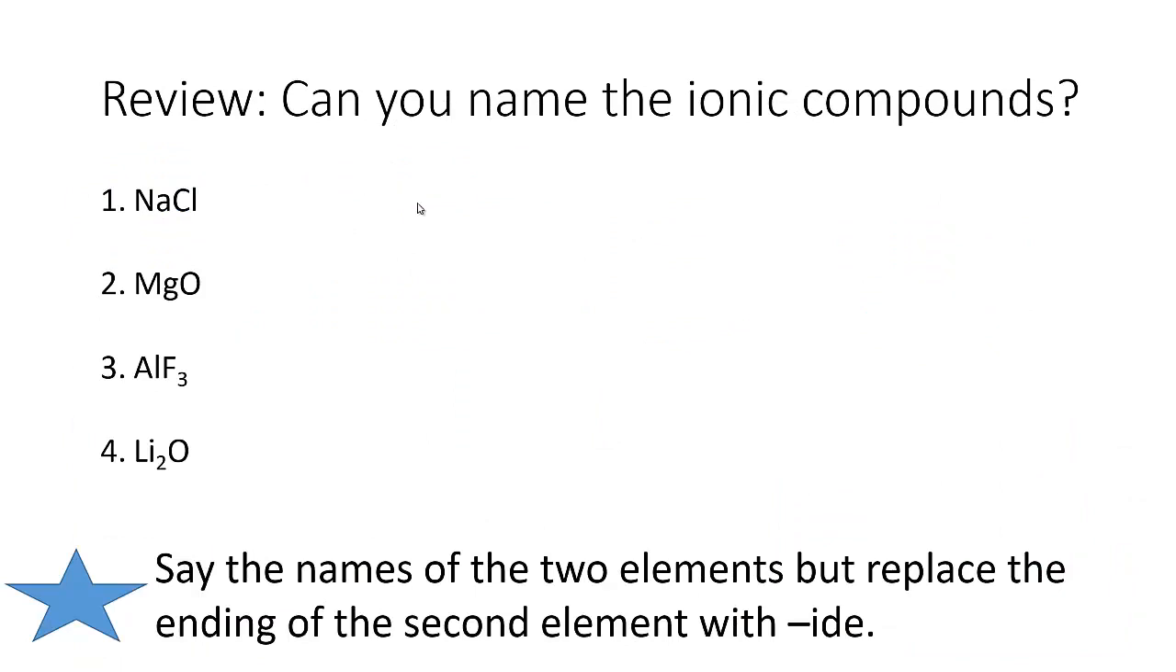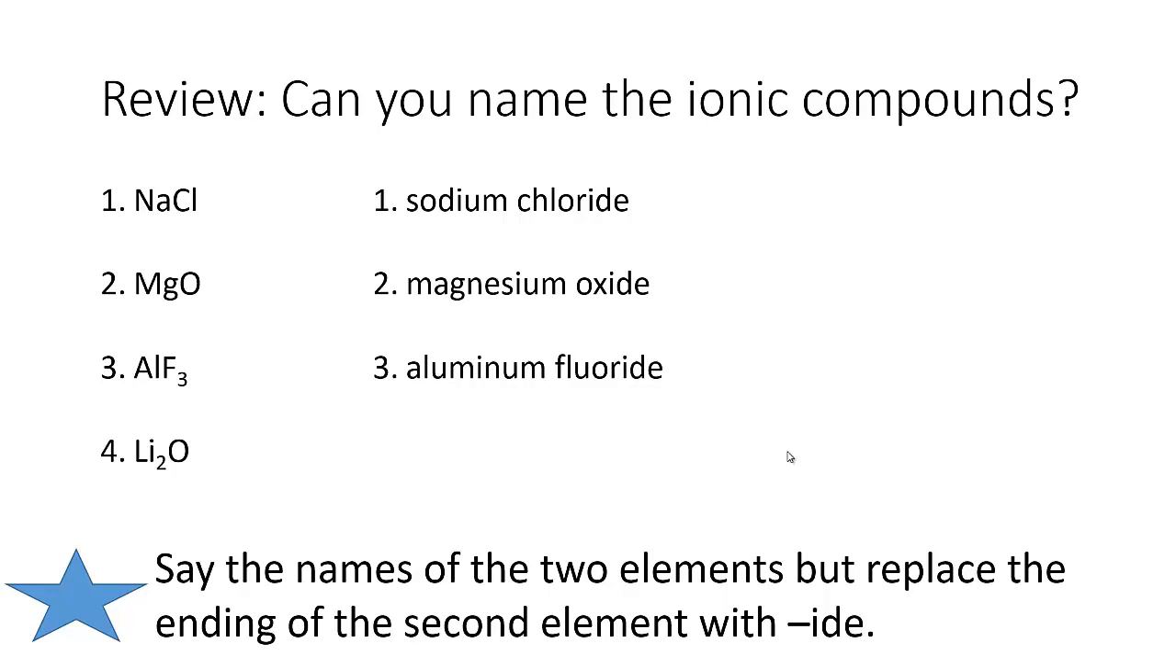Alright, so let's do a little review. We talked about how to name ionic compounds before. So stop the video and try and name each of them. Remember, you just say the name of the 2 elements, but then you replace the ending of the second element with "ide." So we have sodium chloride, magnesium oxide, aluminum fluoride, and lithium oxide. Hopefully you got all of those right. If you did not, you need to go back and review or ask questions.